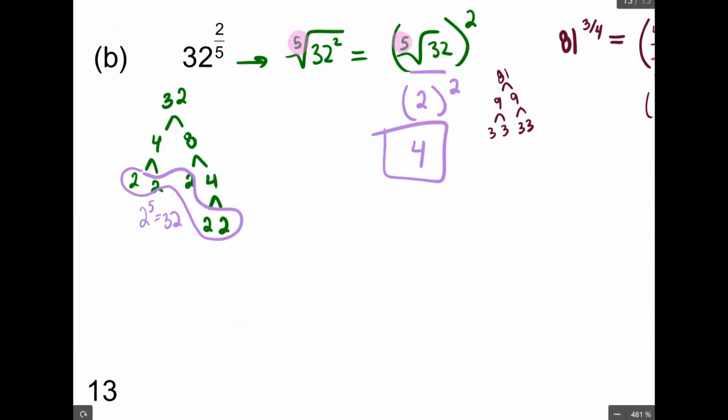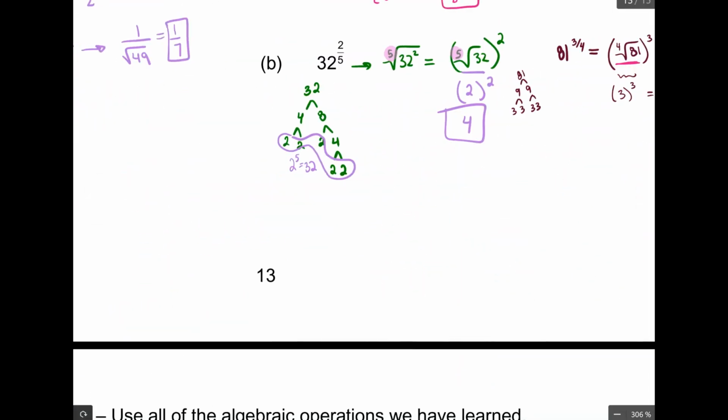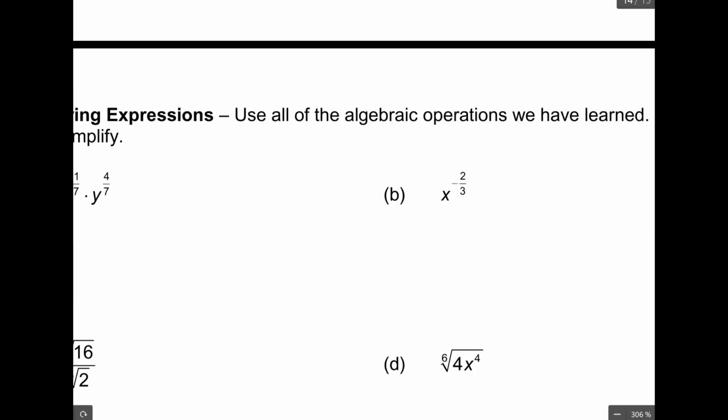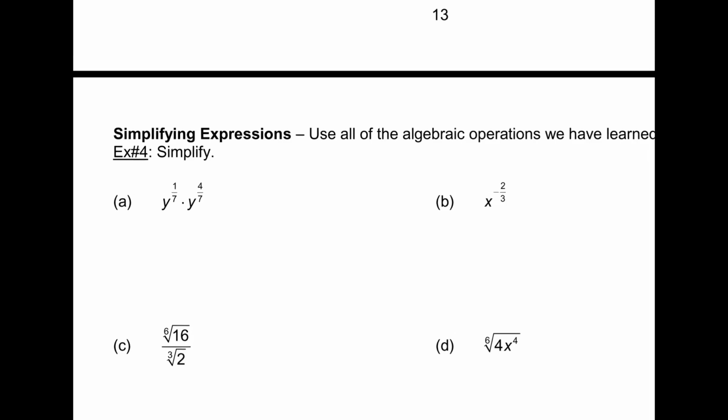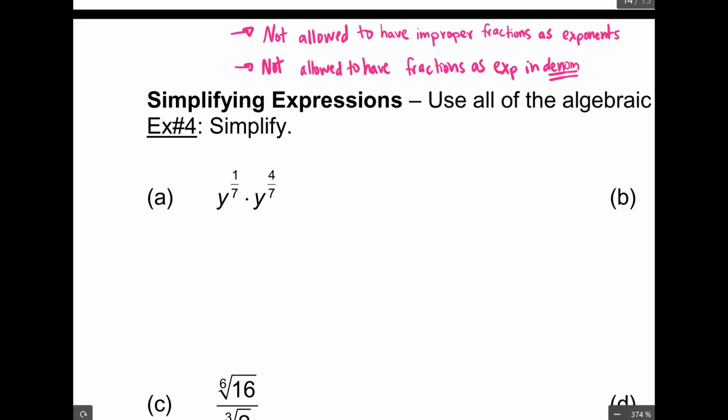Okay, so we're half done with the lesson. Great job. So now if we want to simplify expressions using all the algebraic operations we've learned, we have a couple rules we have to think about. We're not allowed to have improper fractions as exponents, and we're not allowed to have fractions as exponents in the denominator.